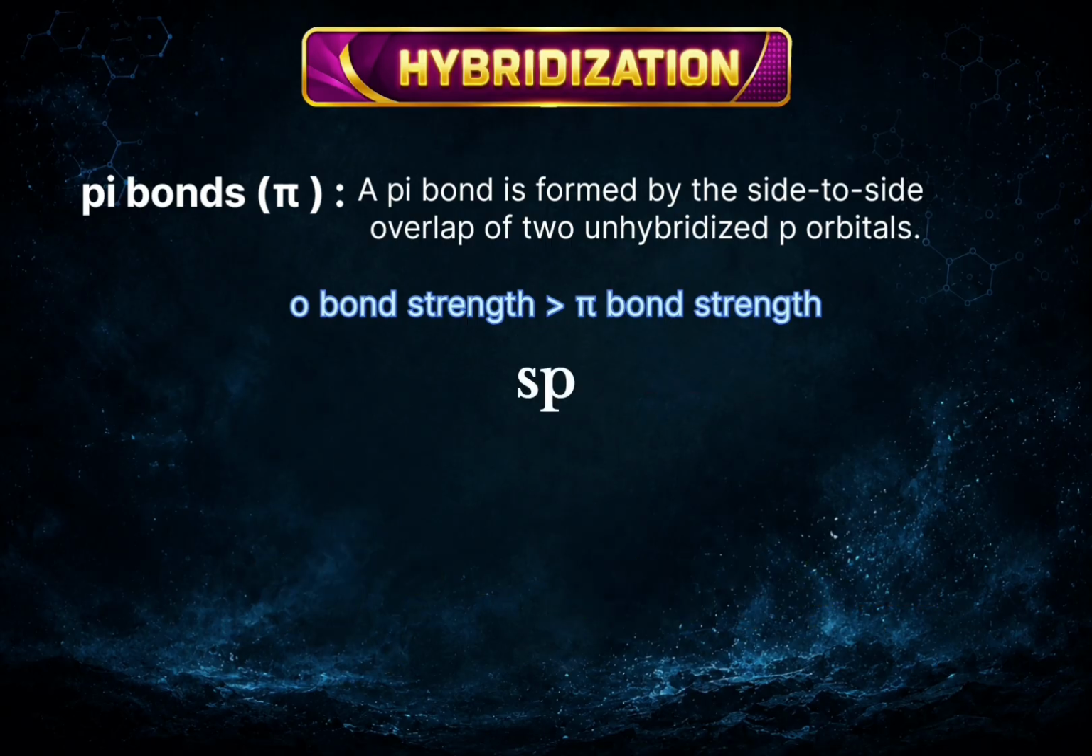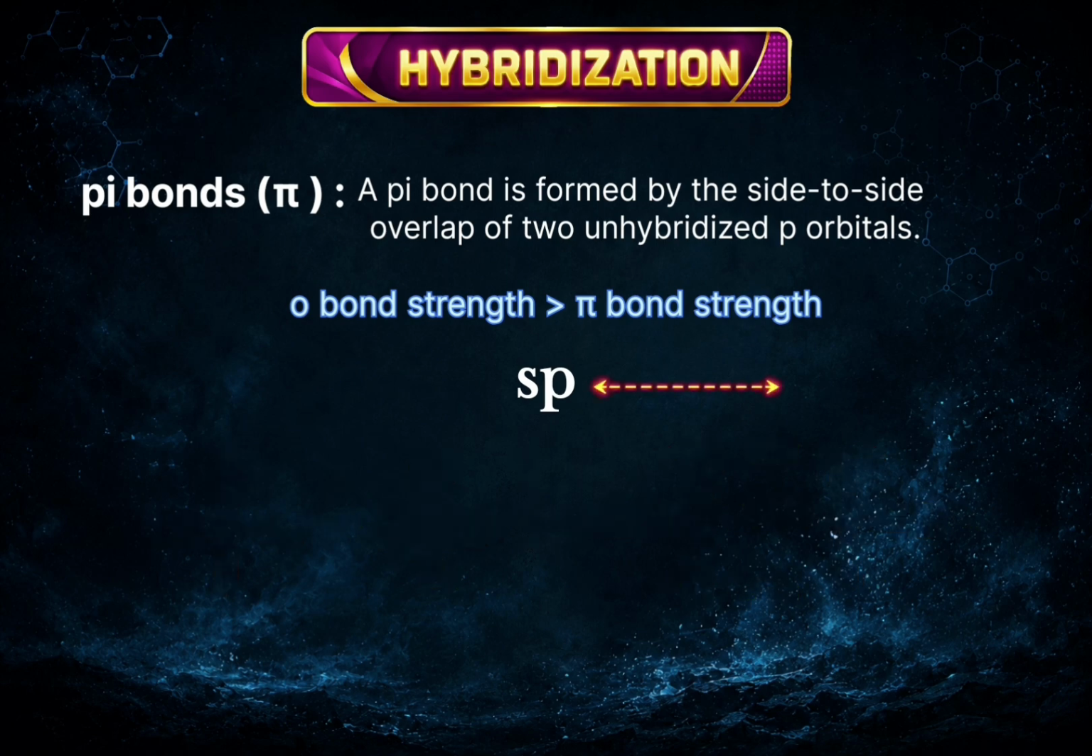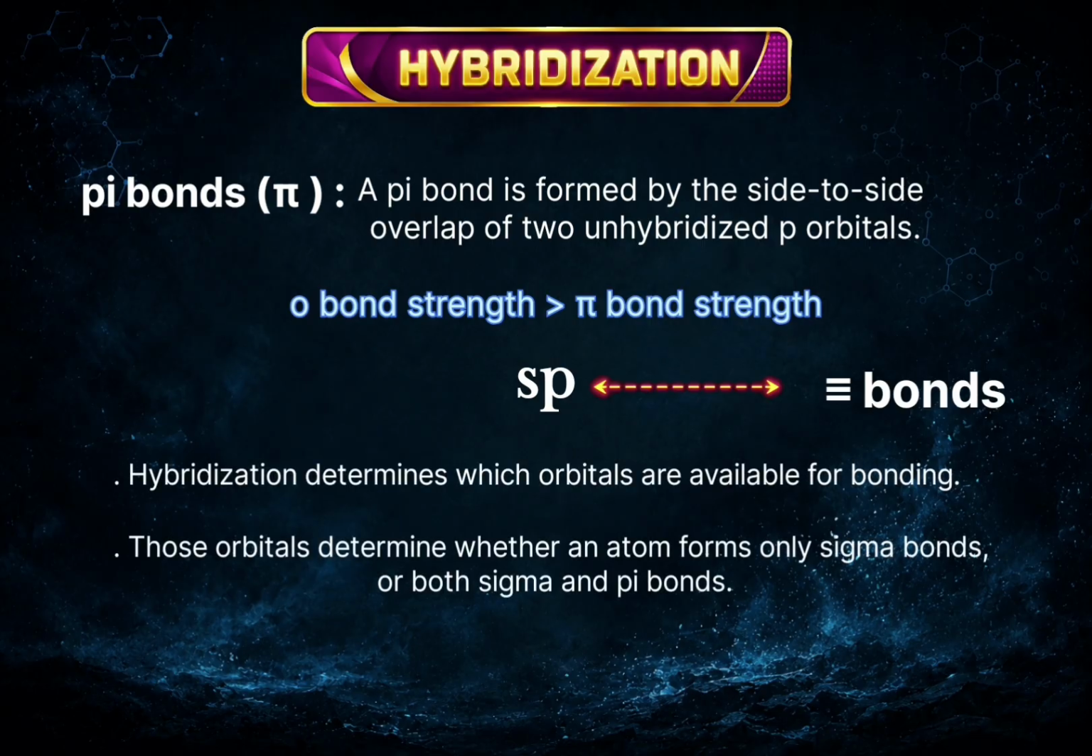And in sp hybridization, two p orbitals remain unhybridized. Those two p orbitals can form two pi bonds. That's why sp hybridization is commonly associated with triple bonds. Notice how everything is starting to connect. Hybridization determines which orbitals are available for bonding. Those orbitals determine whether an atom forms only sigma bonds or both sigma and pi bonds. Now comes the part that makes hybridization incredibly easy. Once you learn these simple methods, you'll be able to determine the hybridization of almost any molecule in just a few seconds.